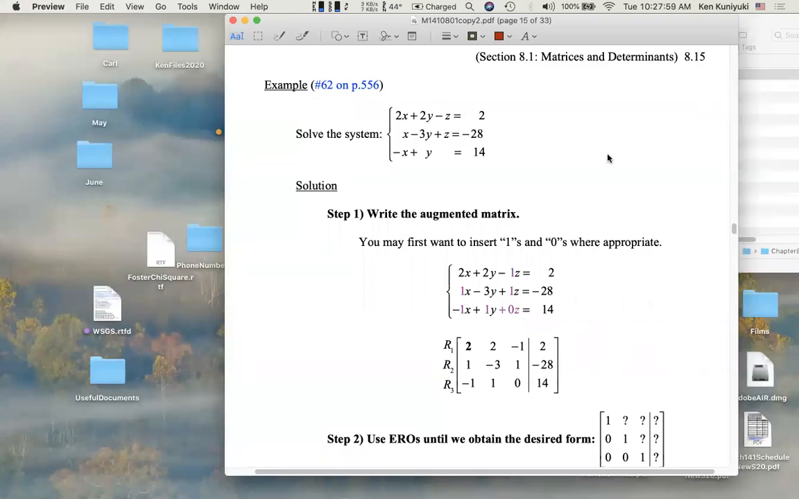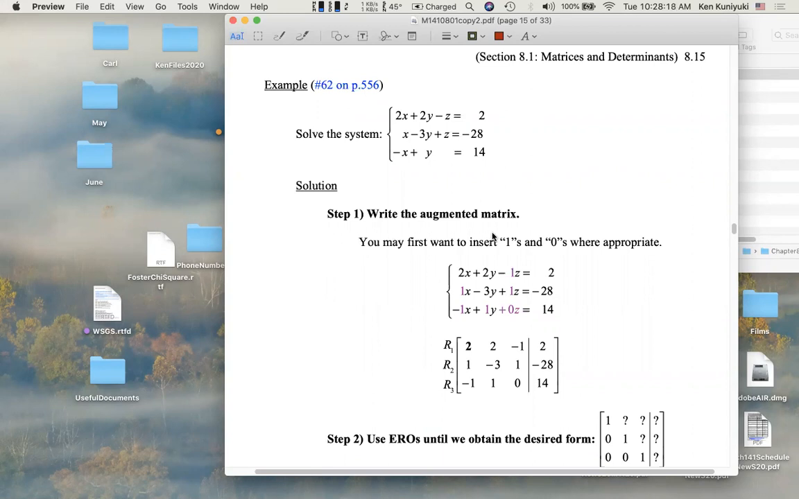Hi, everyone. Let's now solve a system of three linear equations in three unknowns. And yes, this could be a lot more work. But overall, the steps are the same, and the overall flavor of the solution of this problem is the same. First up, write the augmented matrix.